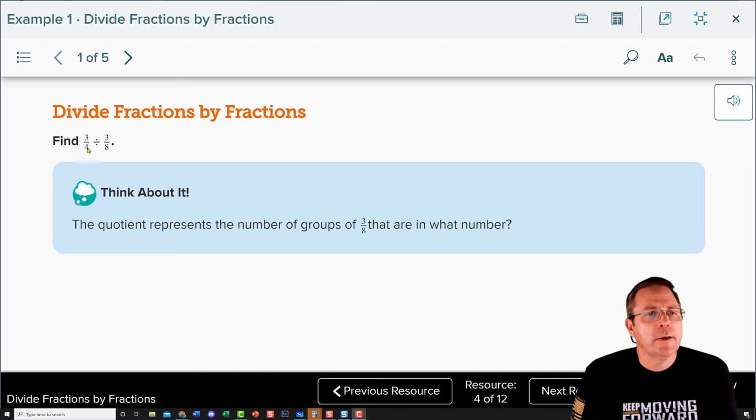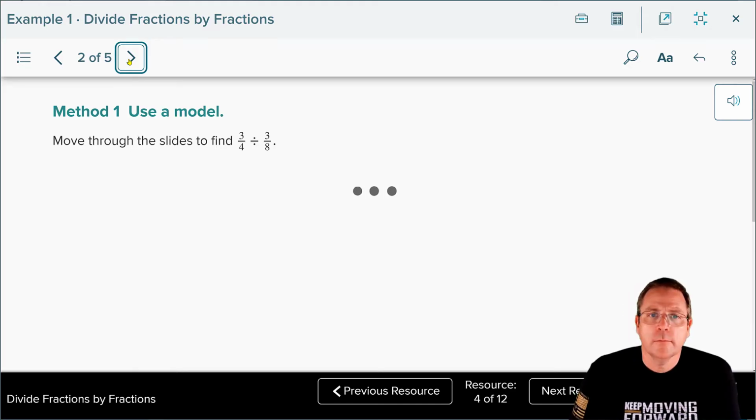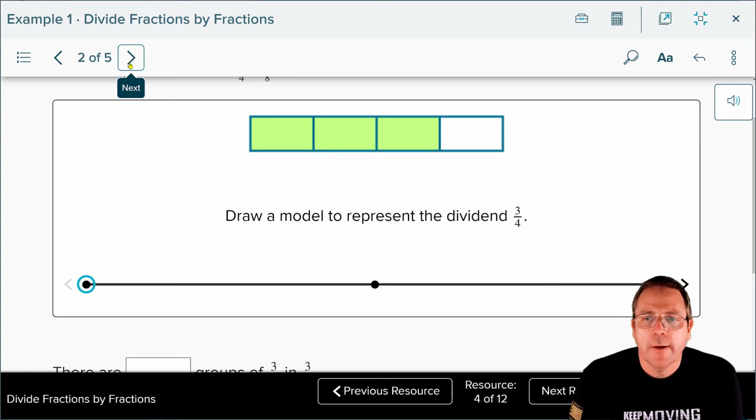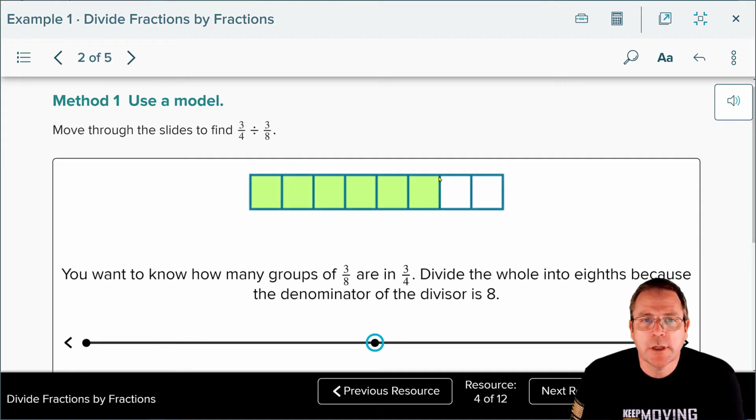Now they want us to divide 3/4 by 3/8. The quotient represents the number of groups of 3/8 that are in what number. The what number is, of course, going to be 3/4. Let's keep it going. First off, we're going to do the same problem using a model. So on the model, they have your bar diagram. It's cut into 4 pieces for the 3/4, and 3 of those 4 pieces are shaded right here. Now we've got to do eighths. So we're going to take that same bar diagram and we're going to cut it into eighths just like that.